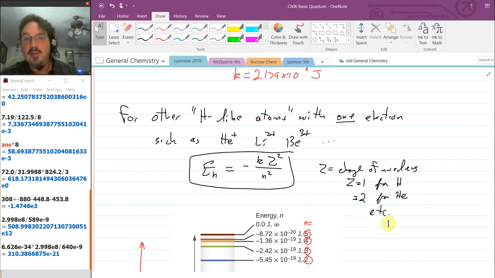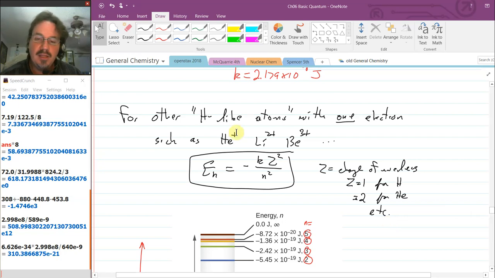Or I go up to lithium. Lithium would be plus 2, because it usually has 3 electrons. Take 2 of them away, and now that ion is hydrogen-like. There's not a whole lot of them out there, but helium plus 1, lithium plus 2, beryllium plus 3, those are all hydrogen-like. How does that affect this? Would they obey it? Hey, it turns out that they do. Those ions obey the same sort of Rydberg, Bohr model, as long as you also include the charge of the nucleus.